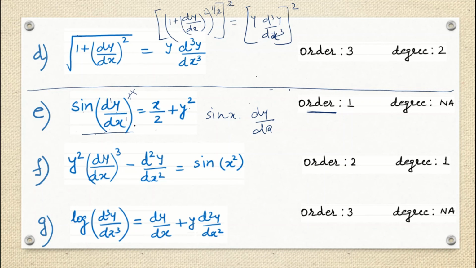No, because this is sine of dy by dx. So sine of dy by dx, if it is present in this case, or if somewhere it is written log of dy by dx, then this dy by dx is not independently present. They are inside a logarithmic function, they are inside a trigonometrical function. So we'll say that in these scenarios the degree will not be defined. Okay, so we'll say degree is not applicable, not defined, or whatever. Fine. Now come to the next question.